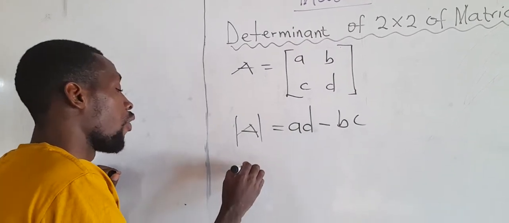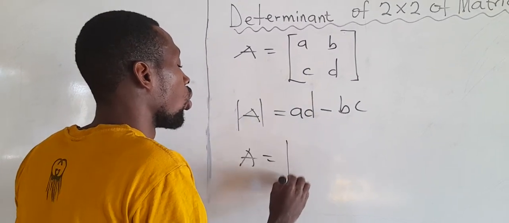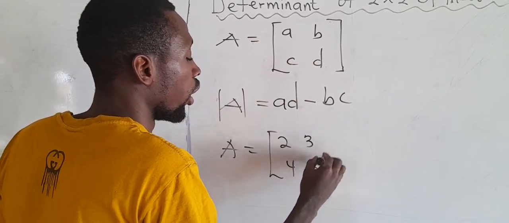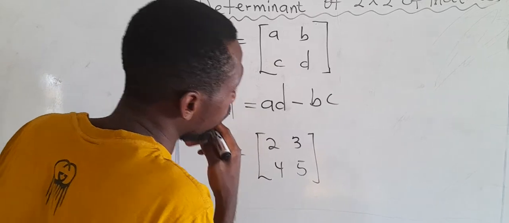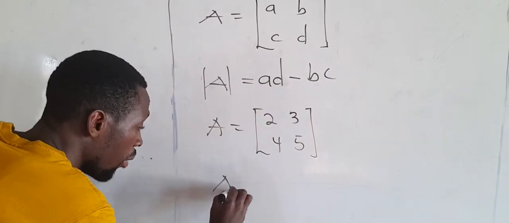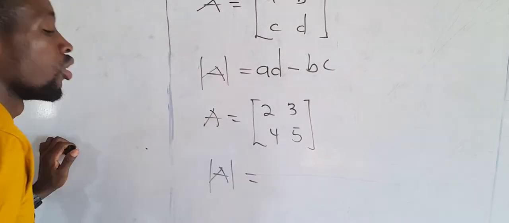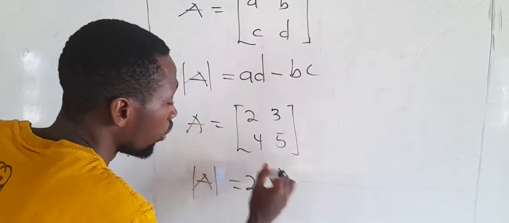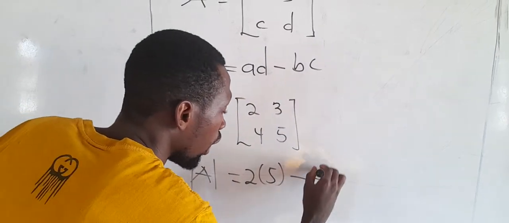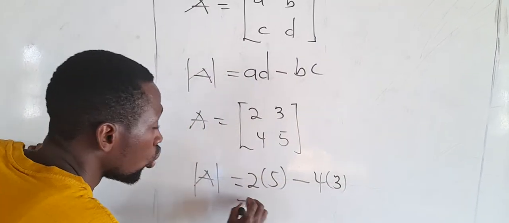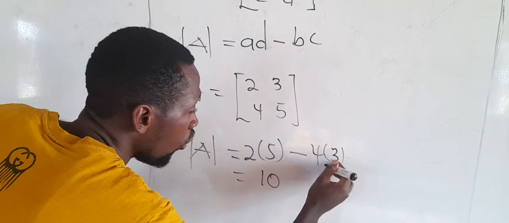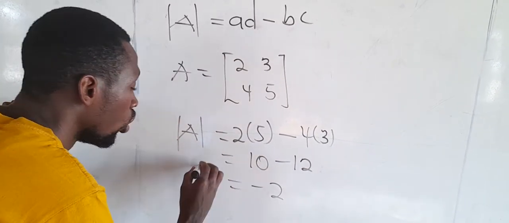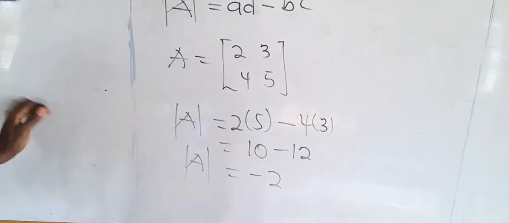For instance, we have a matrix A equal to, let's say, 2, 3, 4, 5. I want to find the determinant of this matrix. The determinant, remember, is written like this. So it will just be 2 times 5, minus 4 times 3. 2 times 5 is 10, 4 times 3 is 12. 10 minus 12 is negative 2. So we say the determinant of this matrix is negative 2.